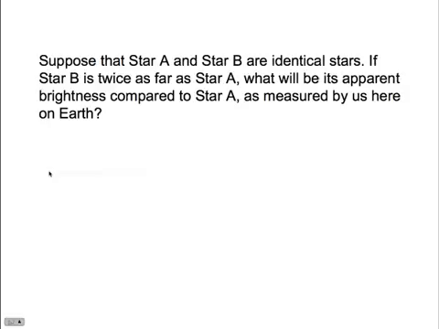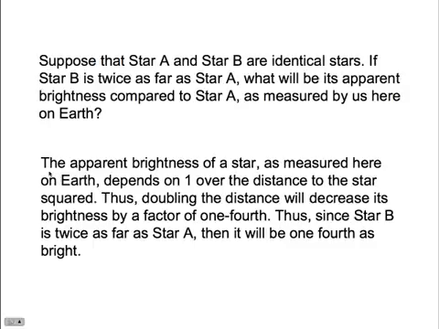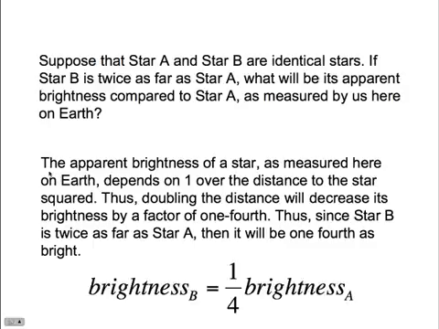And so the brightness varies as 1 over the distance squared. Doubling the distance means that the brightness decreases by a factor of 1 over 2 squared, or 1/4. So star B, since it is twice as far as star A, will be 1/4 as bright. This is a very conceptual kind of question, even though you use math to answer it. And understanding proportionalities and relationships between variables is very important in science.